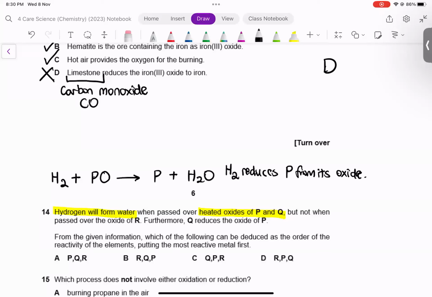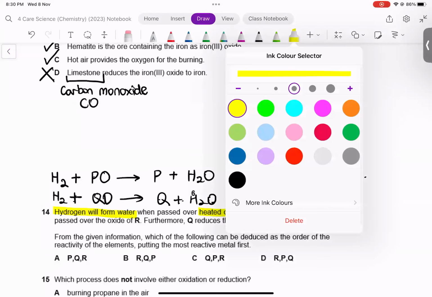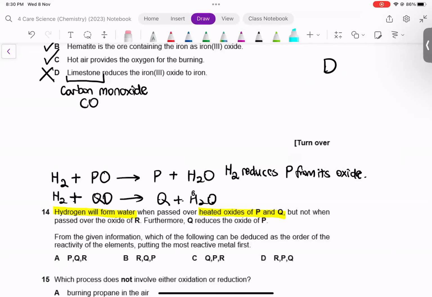At first, P was together with oxygen. Now P is on its own. Similarly, hydrogen is also able to do the same thing to Q. That's what the question said. So we can say that hydrogen reduces Q from its oxide. All right. So both P and Q can be reduced by hydrogen. Now, if it can be reduced by hydrogen, it means that P and Q are not the most reactive metals.